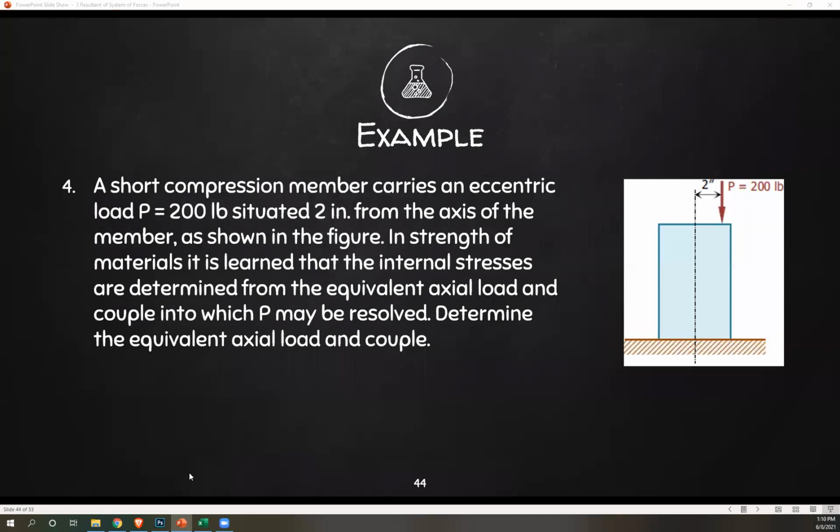Number 4. So a short compression member carries an eccentric load P equals 200 pounds situated 2 inches from the axis of the member, as shown in the figure. In strength of materials, it is learned that the internal stresses are determined from the equivalent axial load and couple into which P may be resolved. So determine the equivalent axial load and couple.